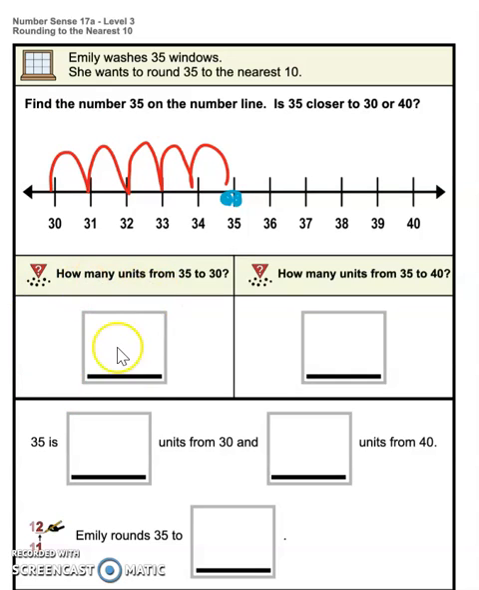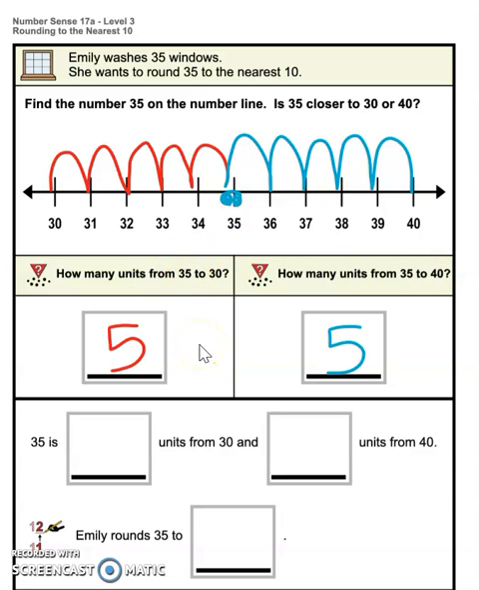How many units from 35 to 30? We just counted 5. And if you want, you can change colors like me. I'm changing my color right now. Now we have to count up to see how far away 35 is from 40. Let's count. 1, 2, 3, 4, 5. So this question here says how many units from 35 to 40? 5.